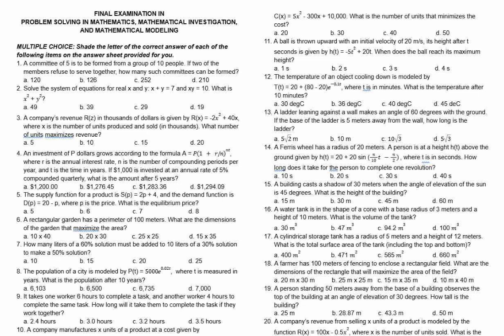So question number 1, a committee of 5 is to be formed from a group of 10 people. If 2 of the members refuse to serve together, how many such committees can be formed? So with the use of a scientific calculator, the solution will be: first, the ways to select 5 members from 10 is equal to 10 choose 5, 10 over the quantity of 5 factorial times 10 minus 5 factorial, which is equal to 252.